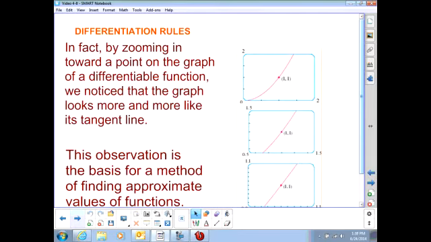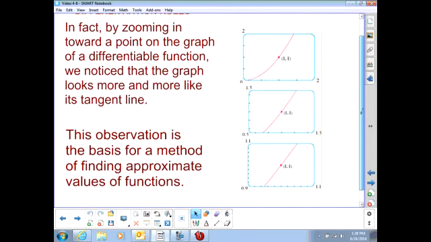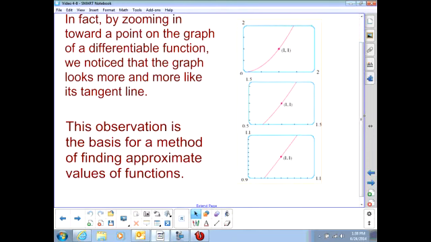So in fact, if you have some curve, if you just keep zooming in, so if you look at the screens on the right, the window keeps zooming in further and further. If you zoom in far enough, it actually starts to appear somewhat linear, which is why a tangent line at a certain point can be used as an approximation when you're really close to that point.